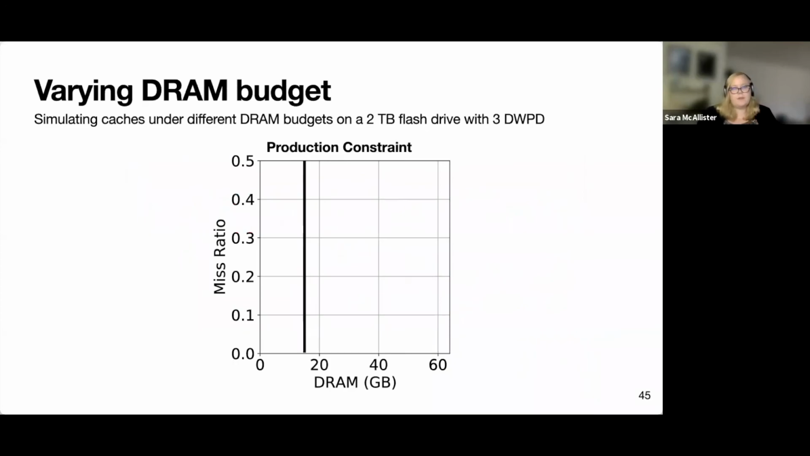So all of that was under one constraint. One of the other things we wanted to do is show how Kangaroo performs under varying constraints. First we're going to look at what happens if we vary the DRAM budget. These results are going to be in simulation so that we can run under a bunch of different constraints. On the y-axis here, you can see miss ratio, and on the x-axis, you can see DRAM in gigabytes. The production constraint we had on the previous graph is the vertical black line.